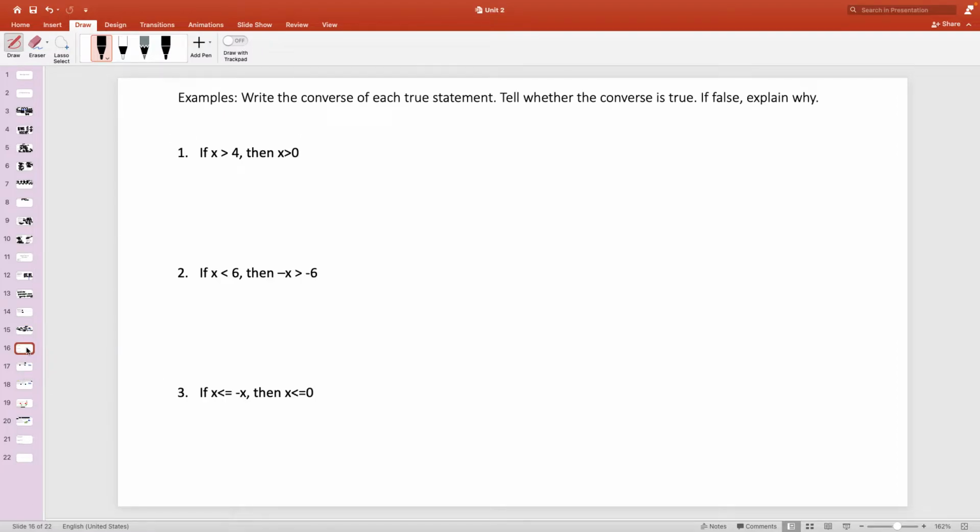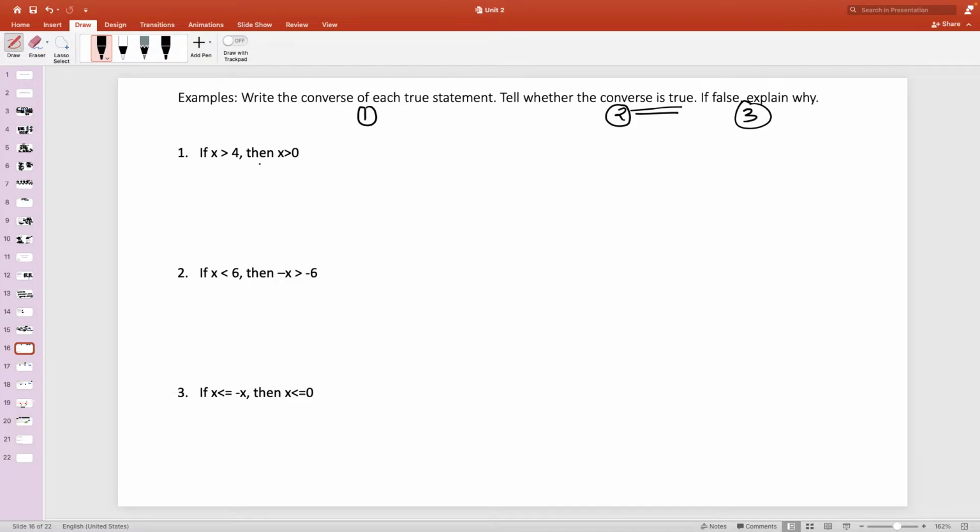Actually, there are a few examples. Write the converse of each true statement. Each of these statements is true, so we don't have to verify that. We just need to write the converse of this true statement, and then tell whether the converse is true. So the first step is write the converse. The second step is figure out if it is true. If it is false, we have to explain why. So let's look at this one.